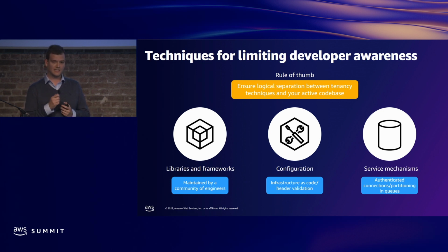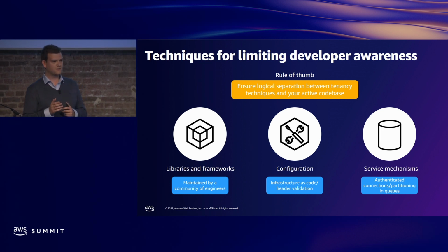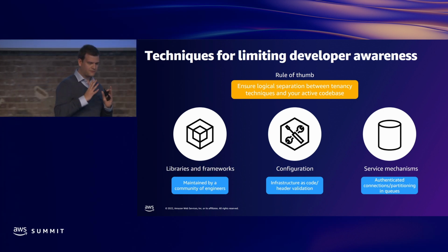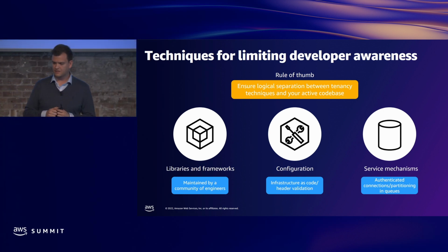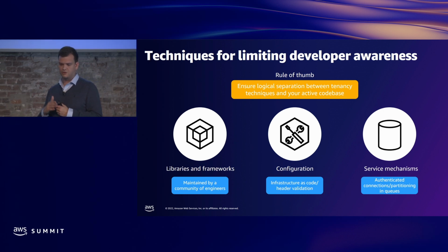Firstly, we have a variety of libraries and frameworks that are maintained by a community of engineers. More specifically, our cross-team guilds maintain these to ensure objective review and broad adoption. Secondly, we use configuration to ensure tenancy. For example, we use services that allow you to configure header validation to ensure that HTTP requests are bound to a specific tenant.